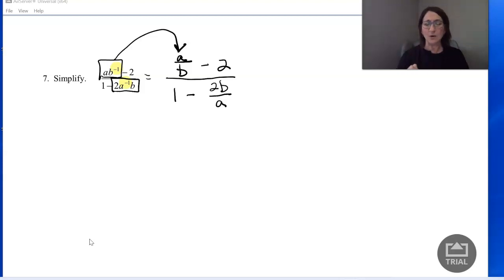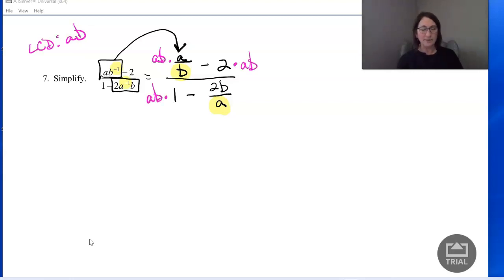Okay, so now let's go ahead and I want to look at the b and the a. Those are my two denominators. So I want an LCD. My LCD is going to be AB. So I'm going to multiply all 4 terms by AB: AB times A over B, 2 times AB, AB times 1, and then 2B over A times AB. There we go. Now, let's go ahead. I want to leave room here. Let's put our fraction bar.